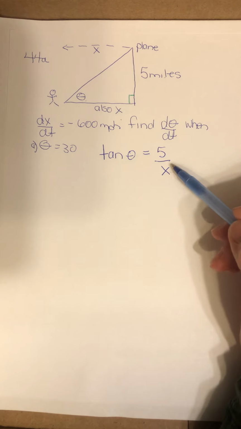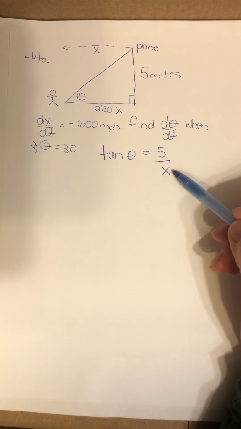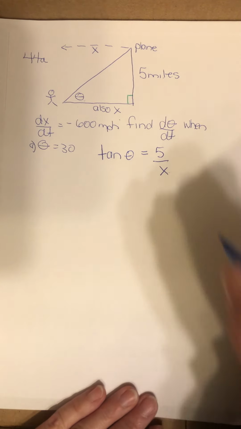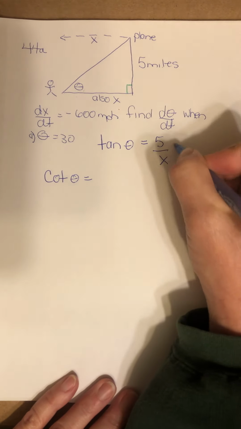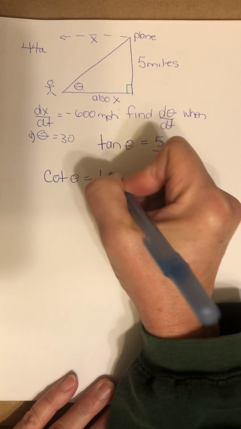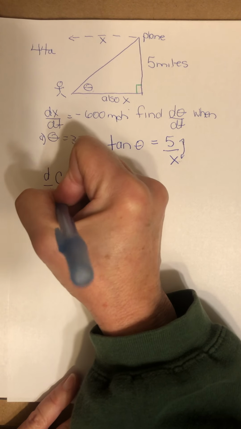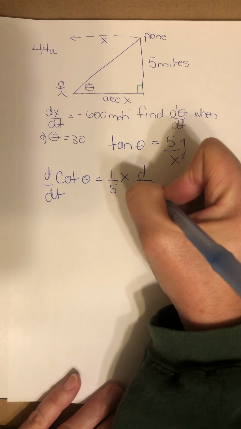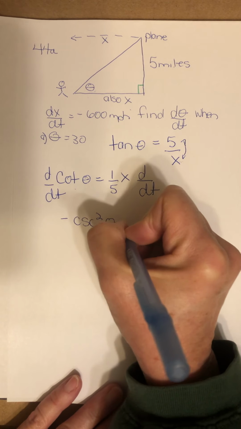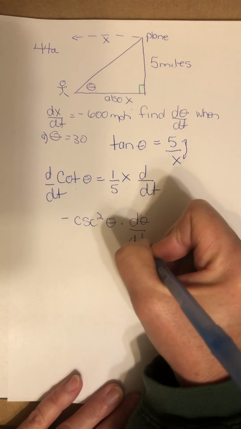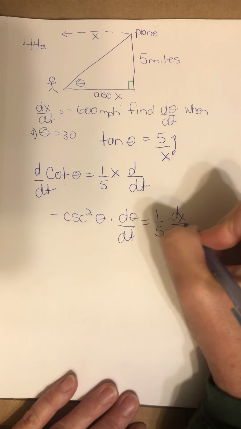But I'm not a huge fan of having the x in the denominator, right? Because now it's to the -1, and I'm working with negative exponents. So I would think that I should take the reciprocal of both sides. So cotangent of theta equals x over 5, or 1/5 x. I think I would prefer to work with this formula here. So let's take the derivative of both sides with respect to t. The derivative of cotangent is a negative cosecant squared theta times d theta dt equals 1/5. The derivative of x is 1 times dx dt.